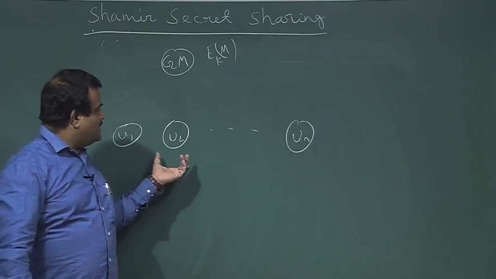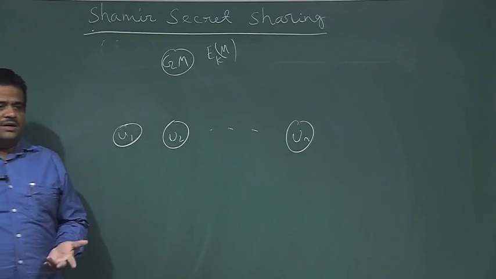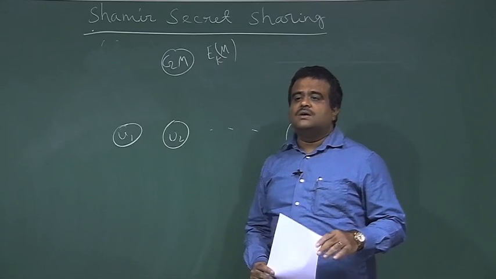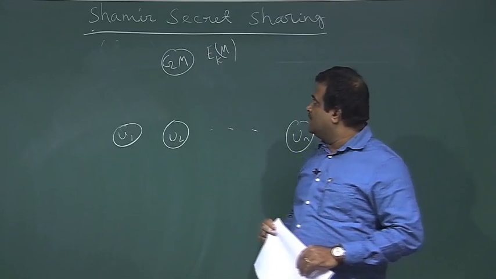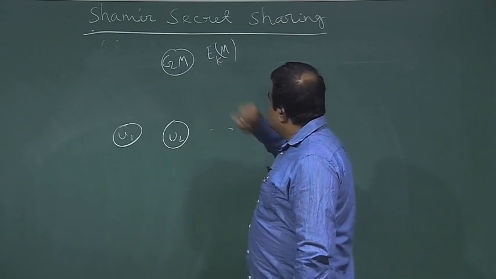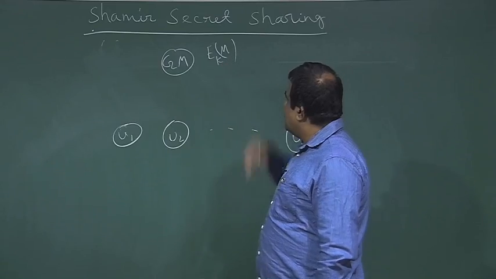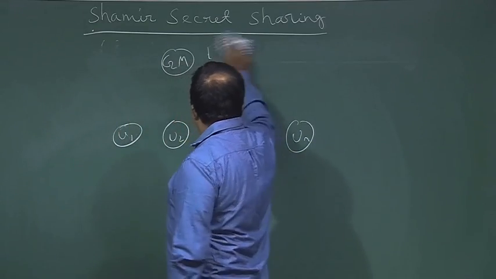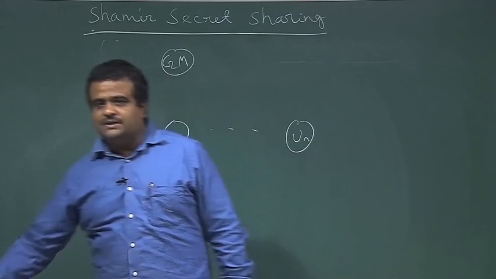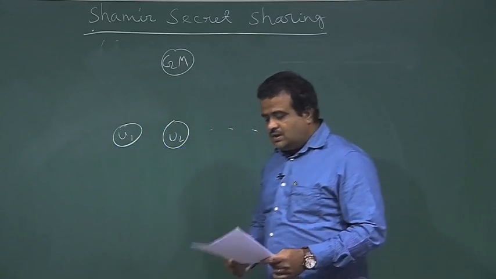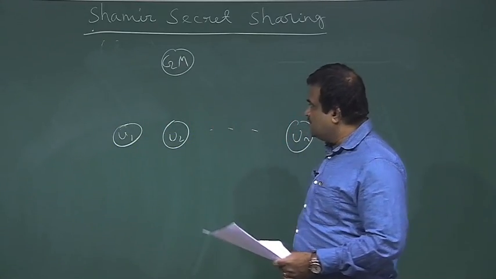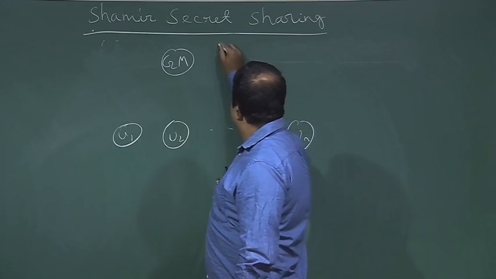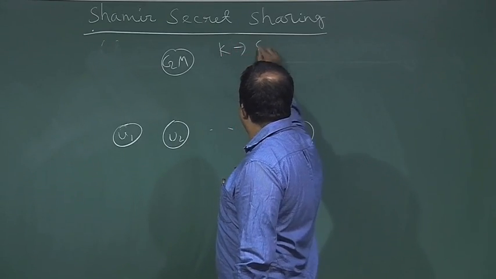If I am not paying the subscription, I will be in the revoked list. So this K is the session key. Now the question is how we can share this key among the users. There are n users, and K is the key, the secret key.